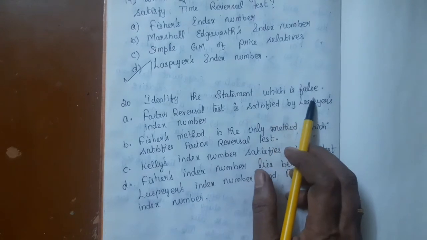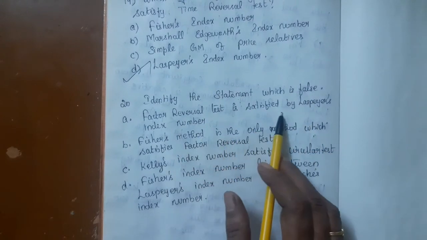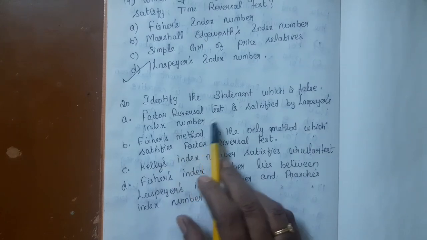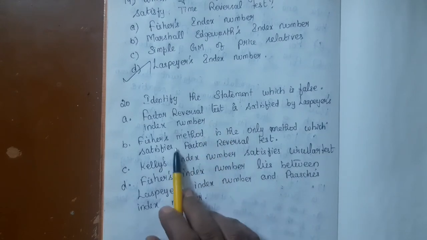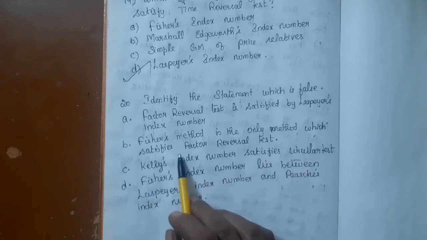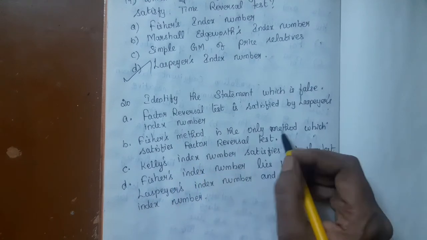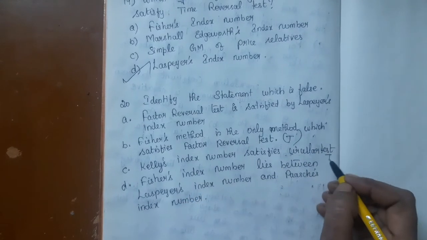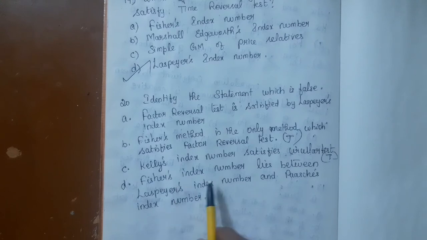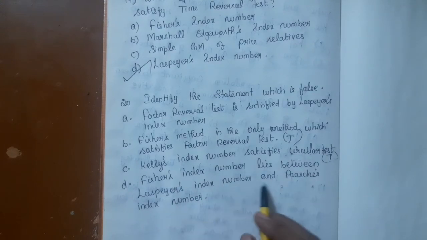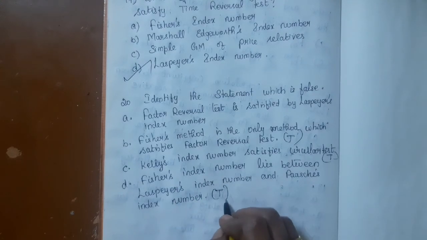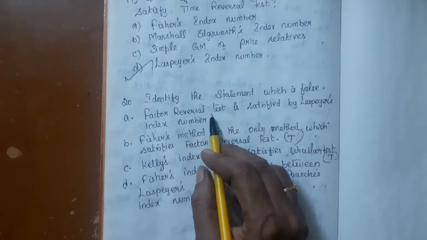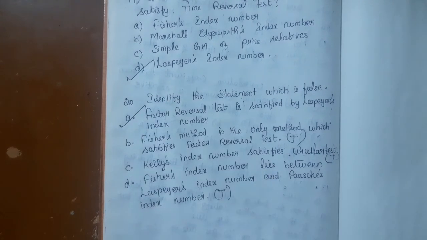Identify the statement which is false. Factor reversal test is satisfied by last year's index number. No, this is false. Fisher's method is the only method which satisfies factor reversal test. Yes, this is true. Kelly's index number satisfies circular test. This is also true. Fisher's index number lies between last year's index number and past's index number. This is also true. So factor reversal test is satisfied by last year's index number is false. Okay.